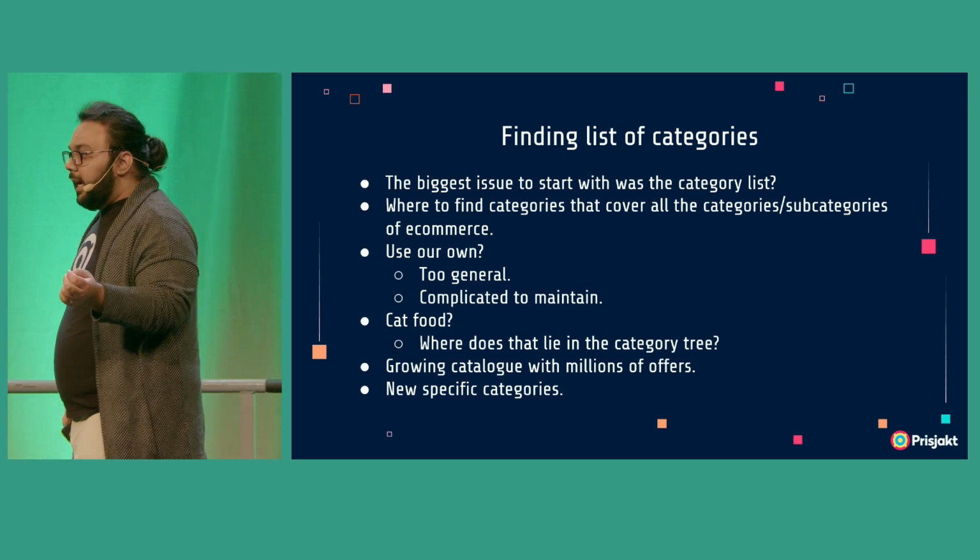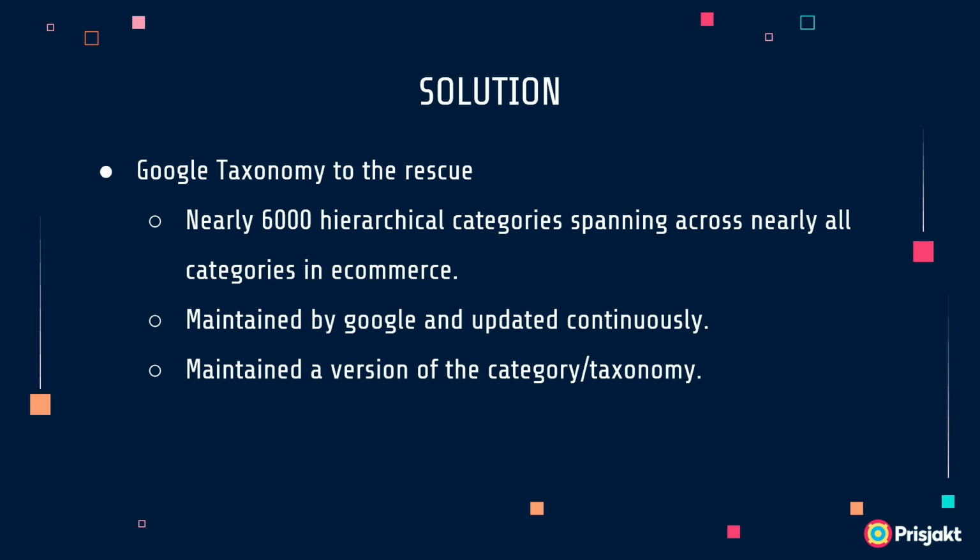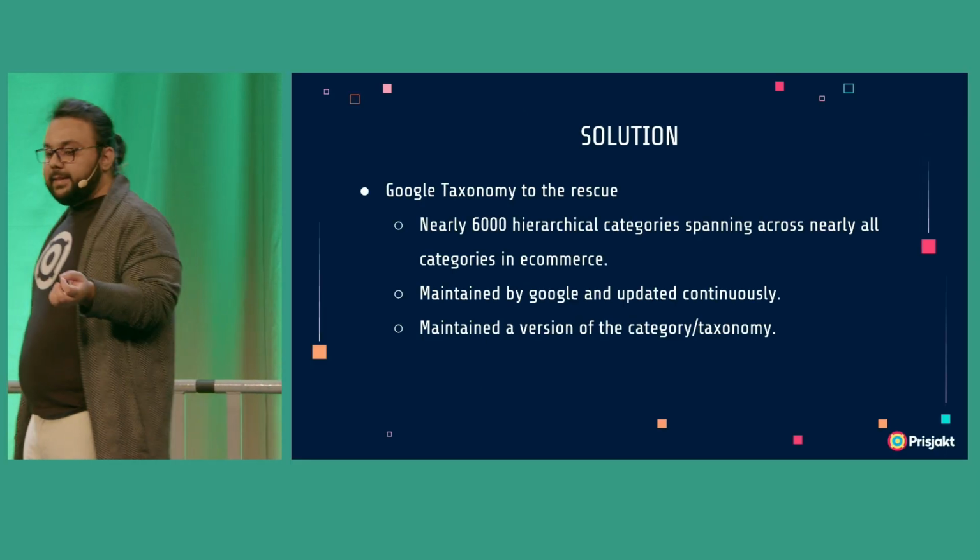For example, I've given an example here, cat food. Where does it lie? Is it in food, like human food, or is it part of something else? Do you make an animal food category and inside it make cat food, and how do you distribute them? It becomes complicated quite fast. The solution: Google has something called Google taxonomy, where they have these hierarchical categories, and it's based on market trends, based on the products that are created.